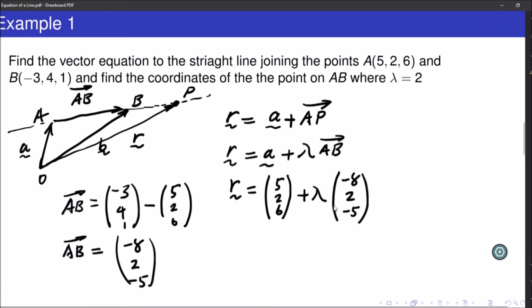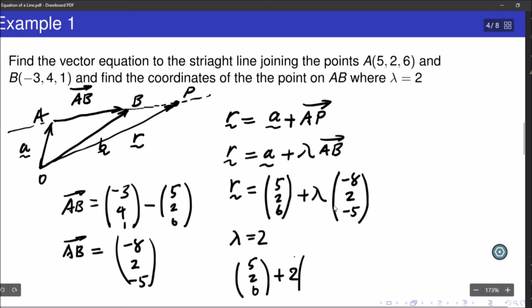So what we end up with is where lambda equals 2, we end up with (5, 6, 2) plus 2 times (-8, 2, -5). So we end up with -11, 2 plus 4 is 6, 6 plus -10 is -4. Yep. So this is the line with the value of lambda 2 in the direction of (-8, 2, -5).